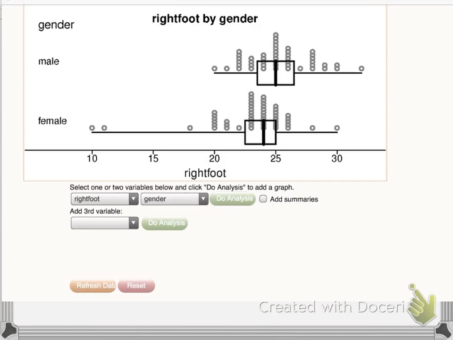Here's another example: right foot length by gender. By the way, I forgot to mention that this data comes from 100 samples for Year 4 to Year 13 students within New Zealand. Okay, can we make the call, or is it too close to call?